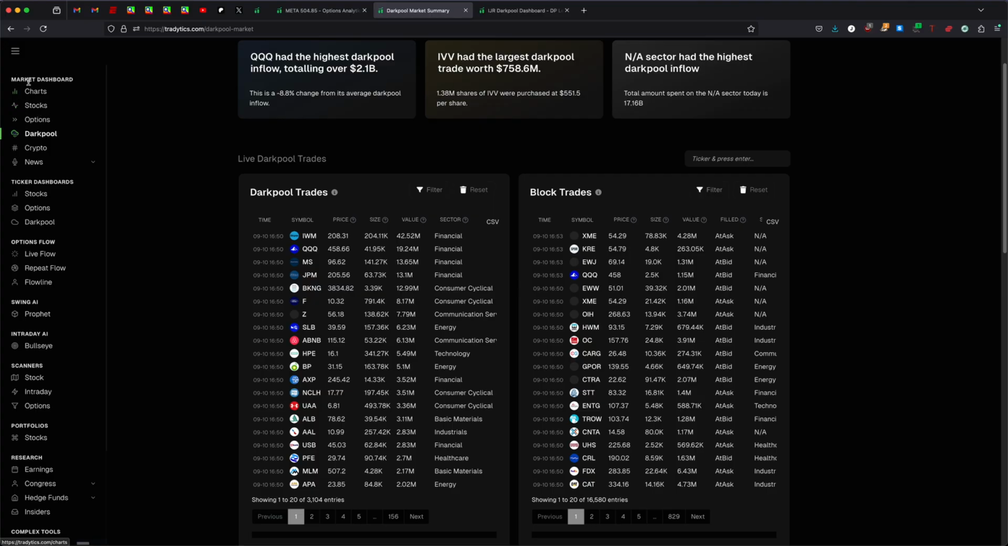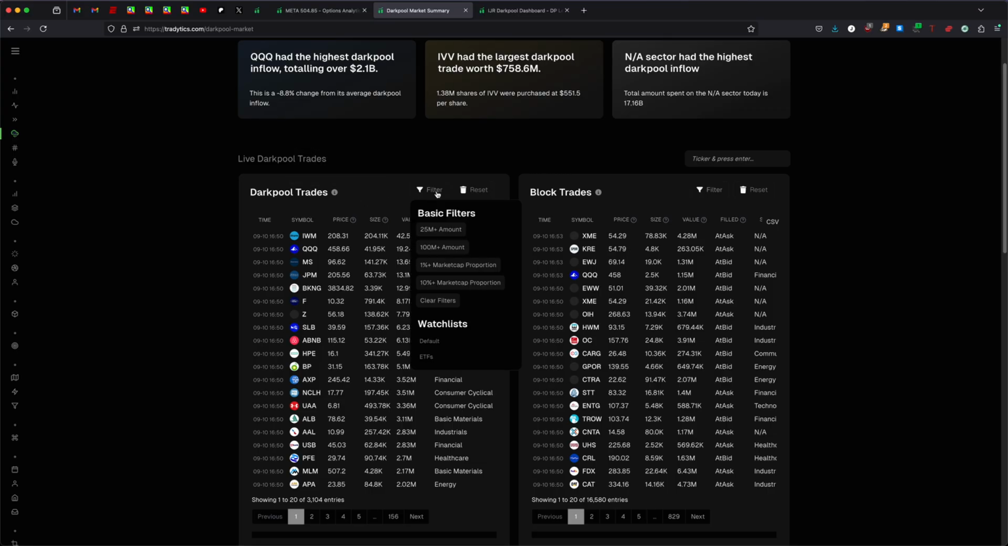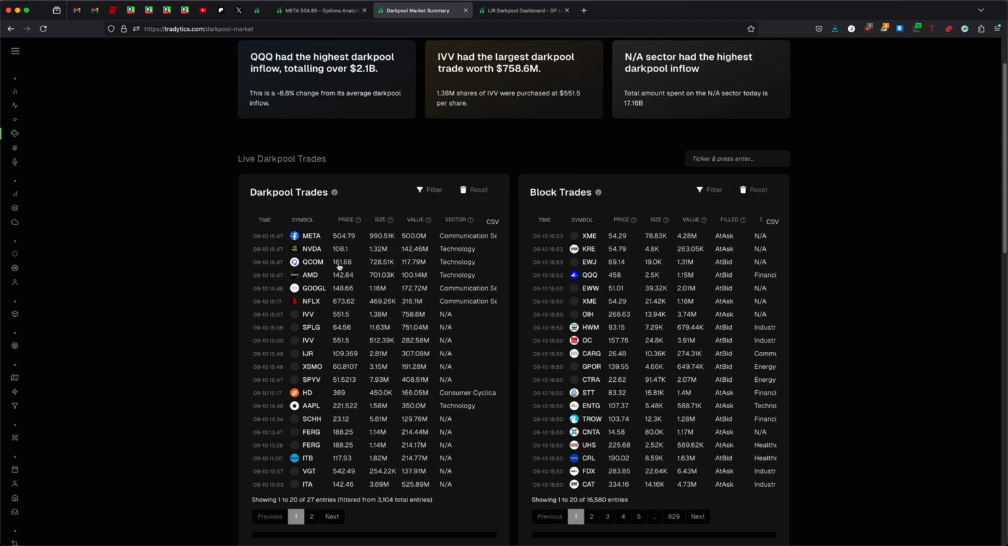So what you're going to want to do is come to the market dashboard here, click on Darkpool, and you're going to get this window. And I'm looking at the Darkpool side. They also have block trades, but we're going to focus on Darkpool today. What I like to do is filter for over $100 million orders and up.